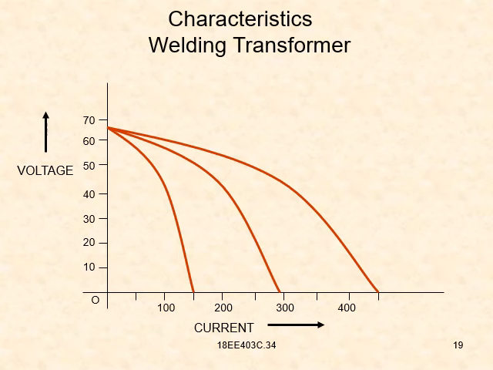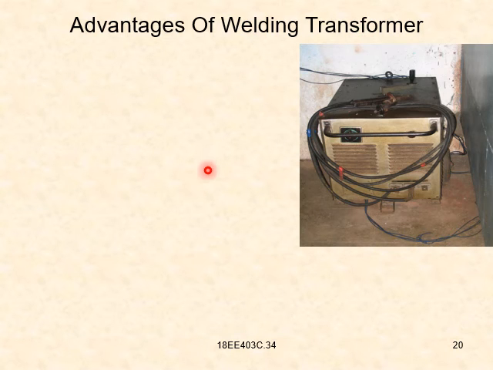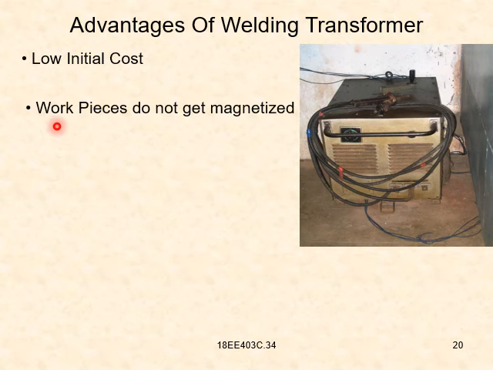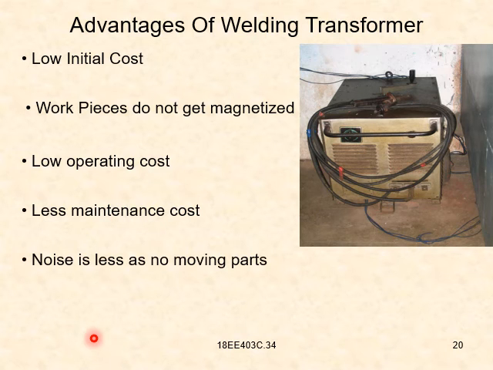Moving on to the next slide. The advantages of welding transformer. You can see a practical welding transformer over here. We have seen it in the previous also. It's a low initial cost, workpieces do not get damaged, and low operating cost, less maintenance cost, and noise is also less as no moving parts, and overall efficiency is high. So these are some main advantages of welding transformer.